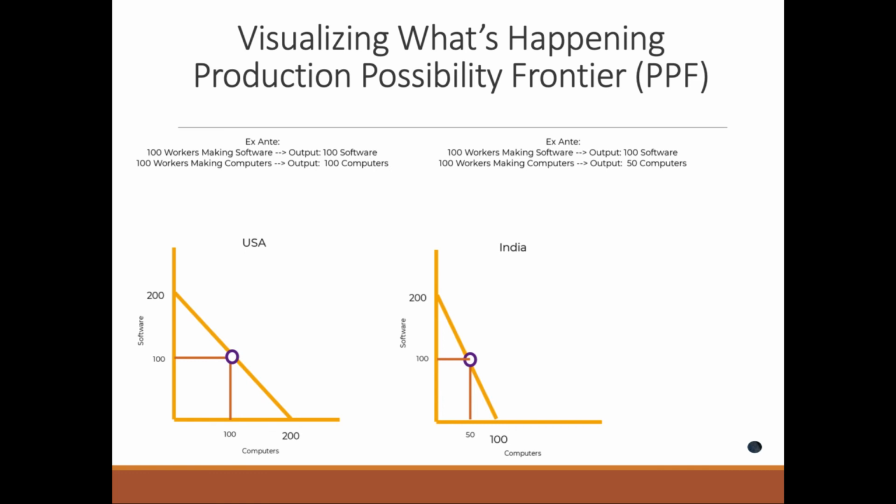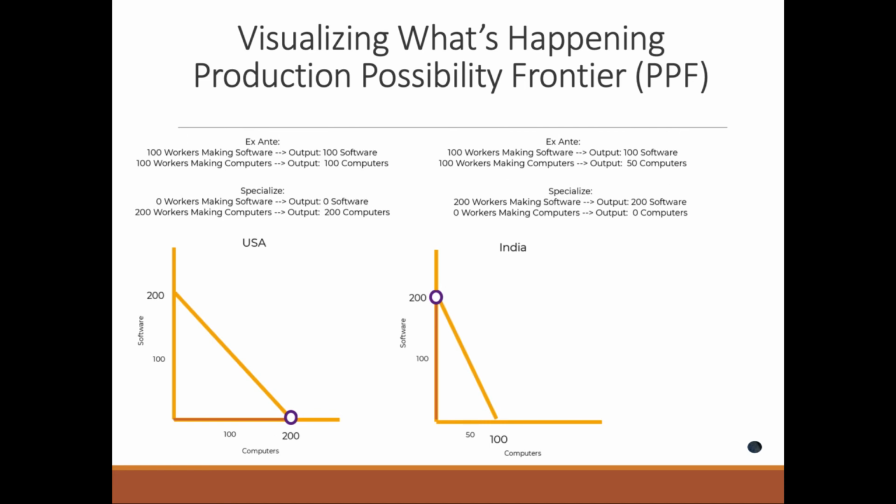Now let's draw in what specialization looks like. The United States decides to produce only computers, and India produces only software. Now let's draw in what the ex-post looks like. The ex-post is after trade. The United States ends up with 125 computers and 100 pieces of software. India ends up with 75 computers and 100 pieces of software.